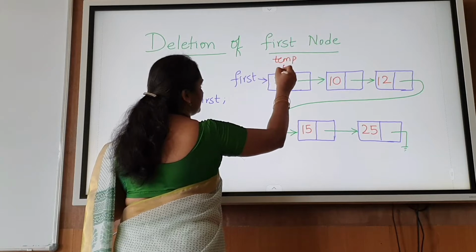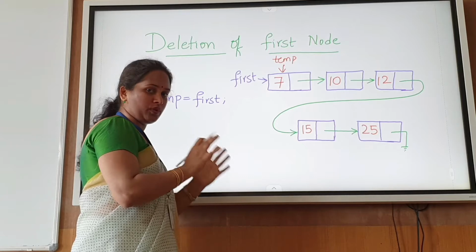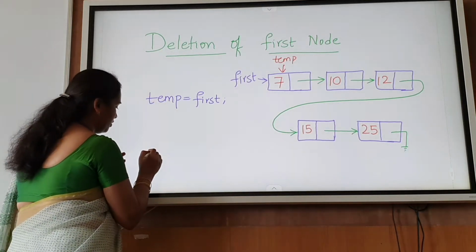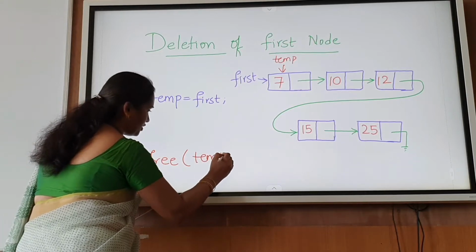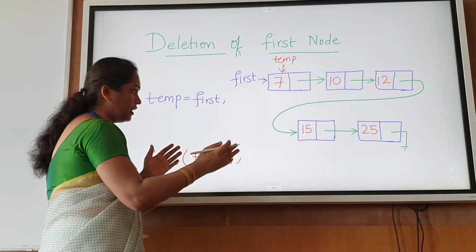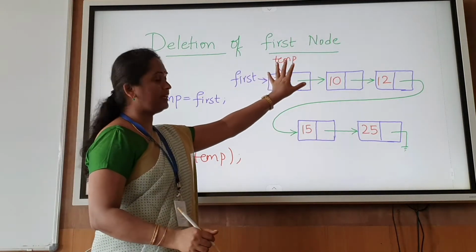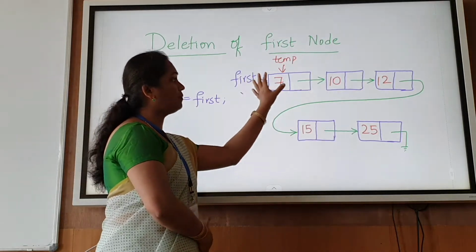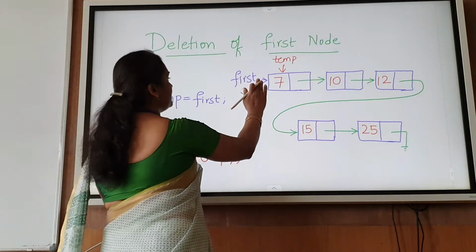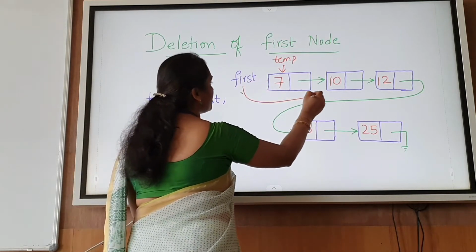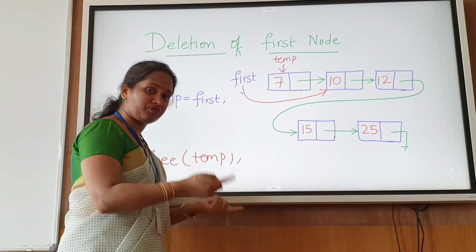So I understand that this is the node to be deleted. Remember, temp will always hold the address of the node which is to be deleted. So at some point of time, you should be able to say free temp, which does the deallocation. But if I now do free temp right away, this node will get deleted and first will not be updated. I want this updation also to happen in my program. I would want first to hold the address of this second node, which will be the new first node.